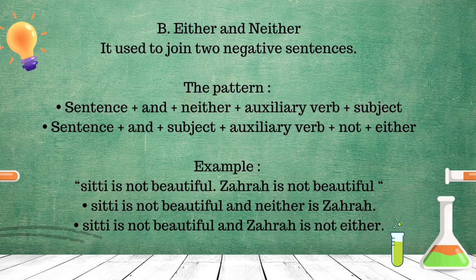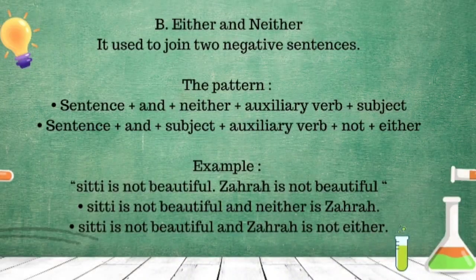And the example is Siti is not beautiful. Zahra is not beautiful. Siti is not beautiful and neither is Zahra. Siti is not beautiful and Zahra is not either. In the first example, is is the auxiliary verb and Zahra is the subject. And in the second example, Zahra is the subject and is is the auxiliary verb.